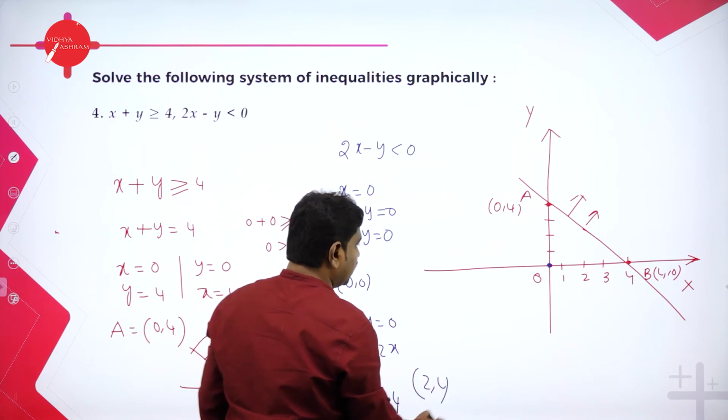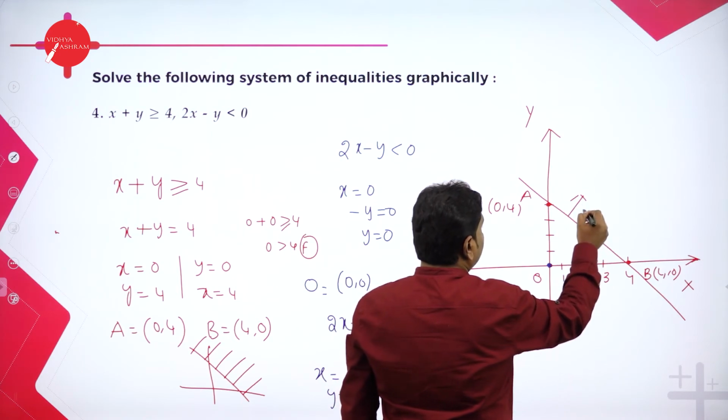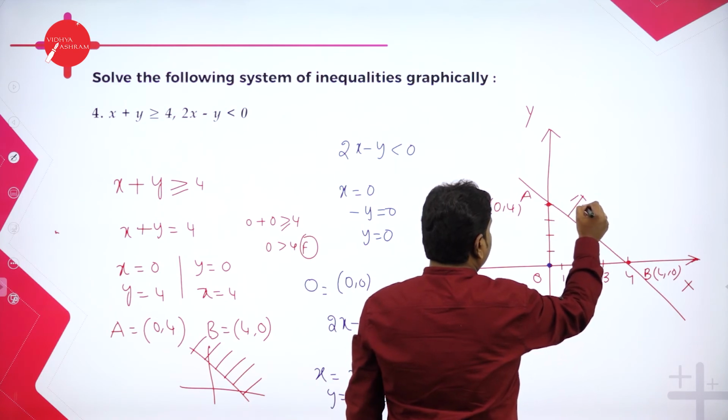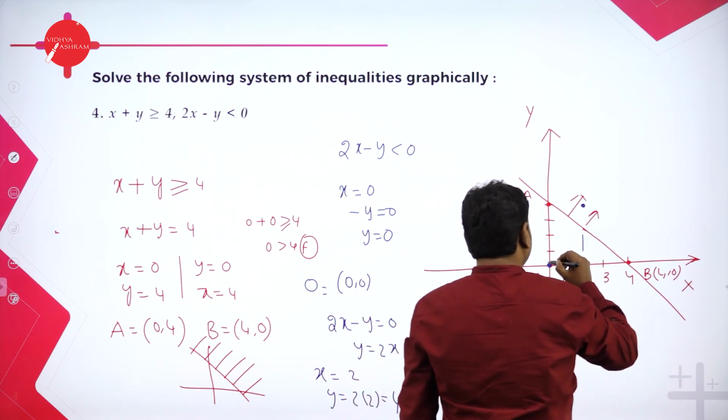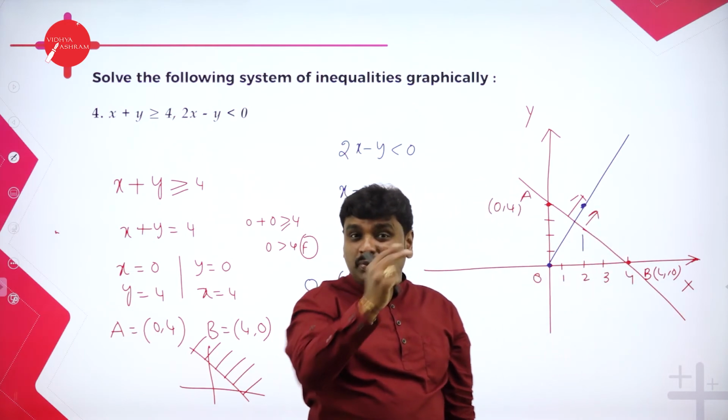Plot 2 comma 4. X is 2, y is 4. This will be a point here. Now stretch a line between these two points. So my dear students, to draw a line, a minimum of 2 points are required.